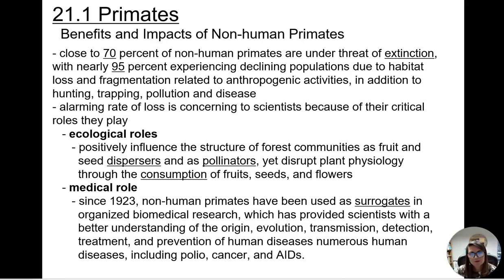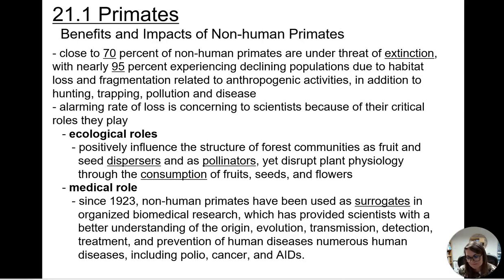There's an alarming rate of loss that's concerning to scientists because of the critical roles that they play. Ecological roles they're going to play in our environment are that they positively influence the structure of forest communities as fruit and seed dispersers and as pollinators. They will disrupt plant physiology through consumption of fruits, seeds, and flowers.